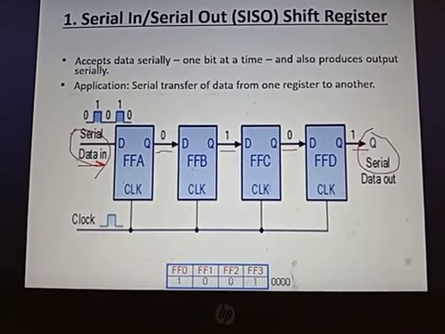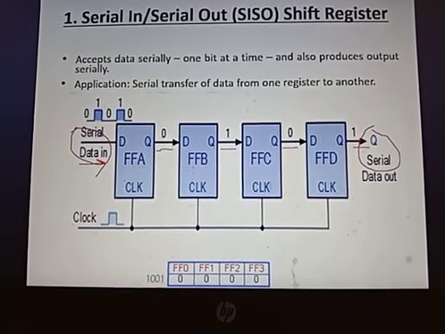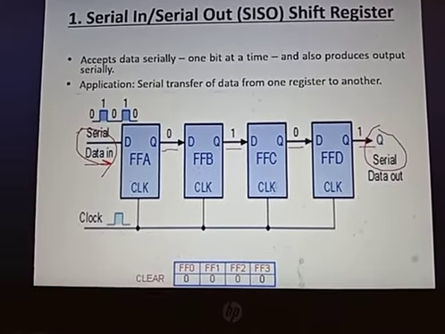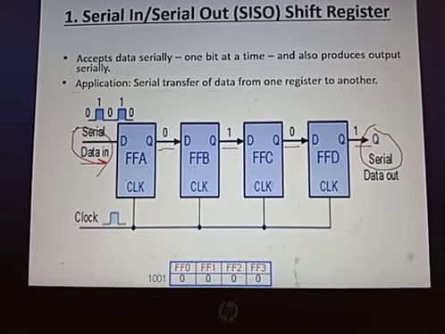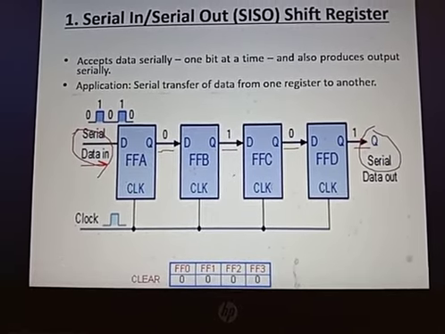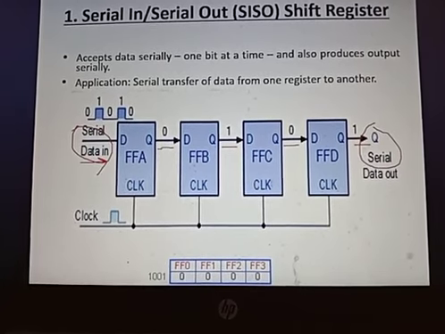Now see how the data is traveling. The data is traveling serially, so we call this serial input and serial output. And all the clock pulses will be applied simultaneously. That's why all the clock pins are connected together. Now this is shown in the following GIF file.